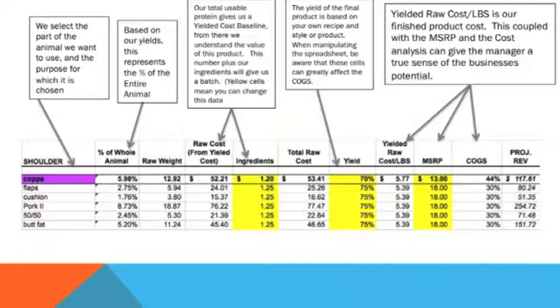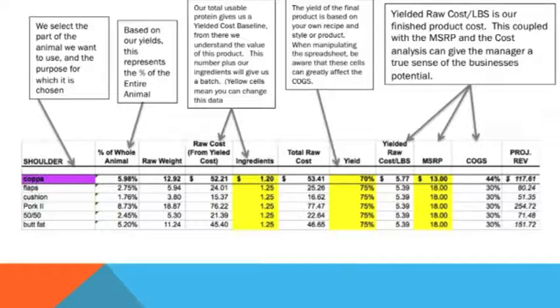All right, so now let's talk about the COPA here. We select the part of the animal that we want to use, and for this, we're using the COPA. Based on our yields of breaking whole pigs, we see that those COPAs represent about 6% of the entire animal, or about 13 pounds. This is from this pig that was 220 that lost some moisture to the evaporation of the room, and now we have a raw cost from the yielded cost, which is 98% of the total cost of $52. It's going to cost me $1.20 for ingredients to make these COPAs, for the whole, not a pound in total.